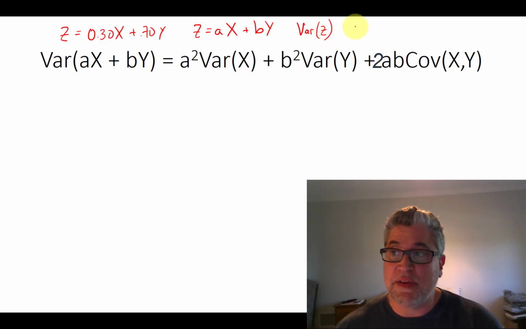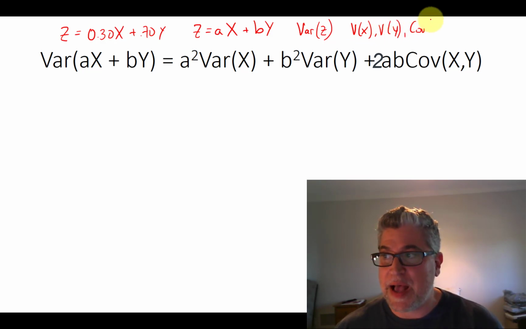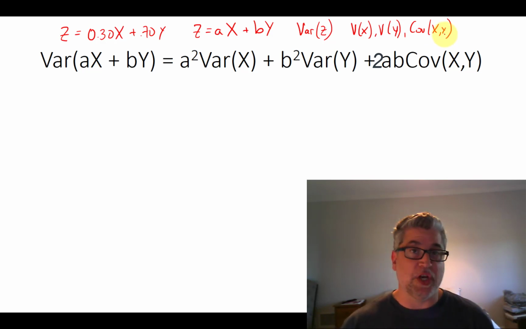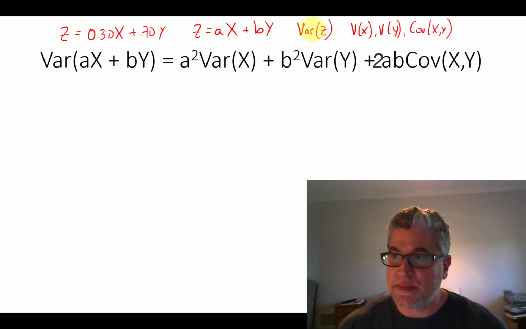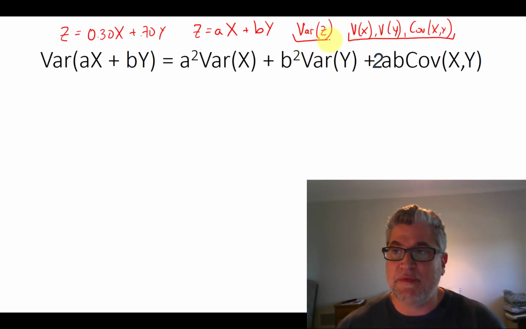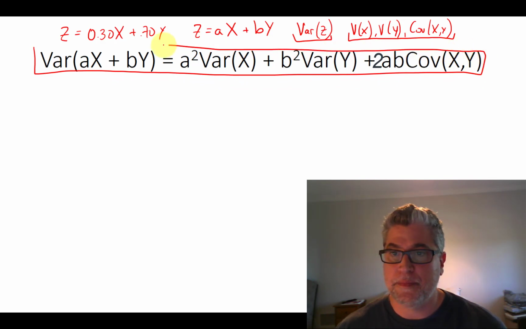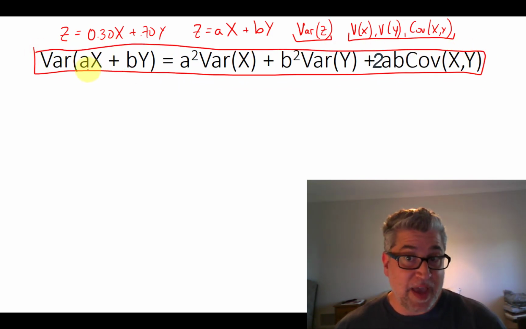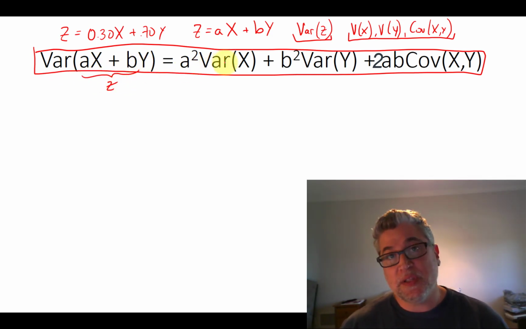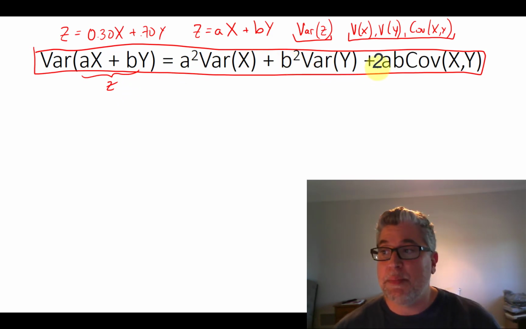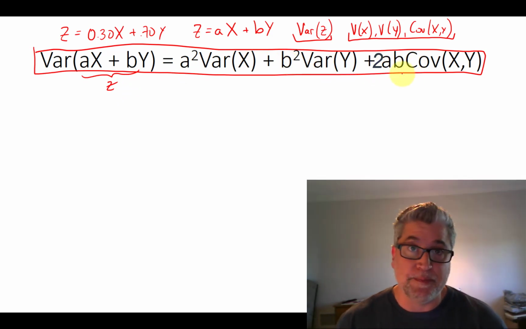Now, ideally, we would know what the variance of x is, the variance of y, and really importantly, how x and y vary with each other. And if we know these things, the variance of x, y, and the covariance of x and y, then we can figure out what the variance of z is. Now the punchline is this right here, that the variance of z, which is itself ax plus by, the variance of that is a squared the variance of x, plus b squared the variance of y, plus 2ab times the covariance between them.